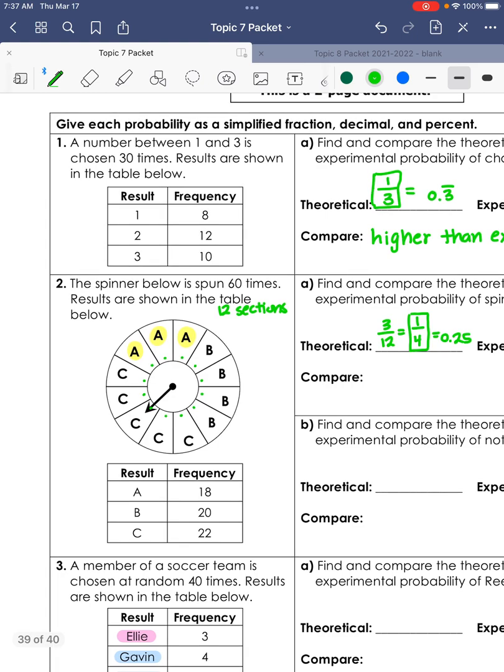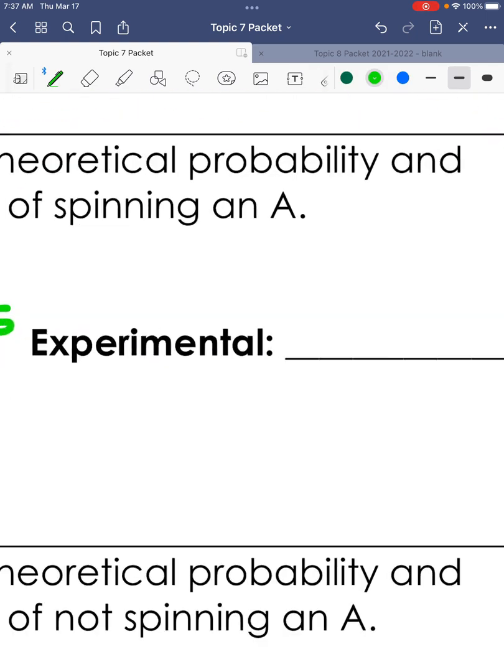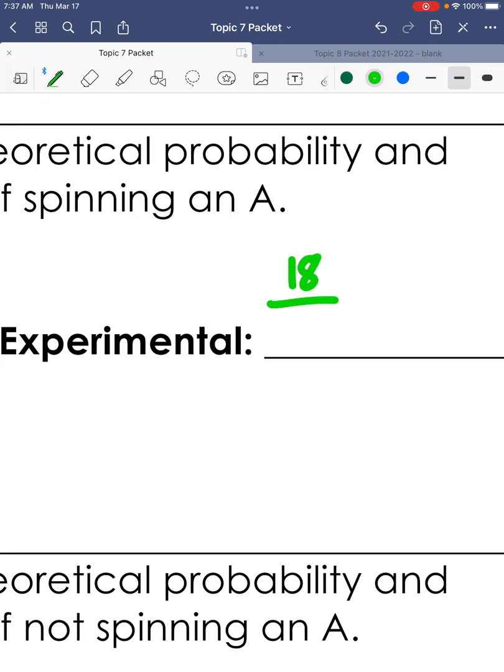So we know that the spinner is spun 60 times, and the results are shown in the table. So A, it landed on A 18 times. So 18 is the number of favorable outcomes. That's my numerator. And remember, the spinner was spun 60 times. So that's my denominator. Now 18 divided by 60, I know I can reduce that.